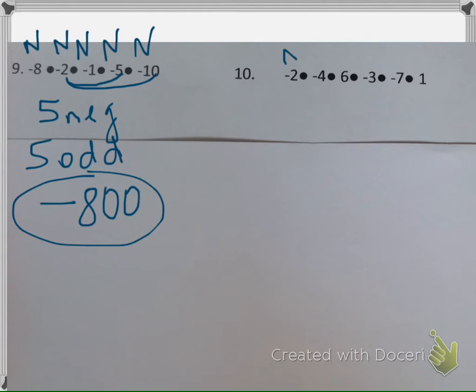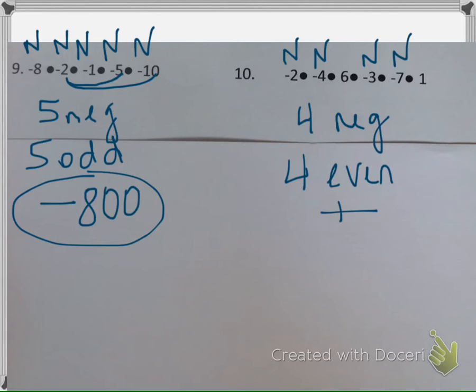Number 10, I have a negative 2 times a negative 4 times 6 times a negative 3 times a negative 7. So I have 4 negatives. 4 is even, so my answer is going to be positive. And this one, I would do 6 times 4 is 24. 24 times 2 is 48. 48 times 3 is 144. Times 1 is 144. And 144 times 7, we'll just do that on the side here. I don't know that one off the top of my head.